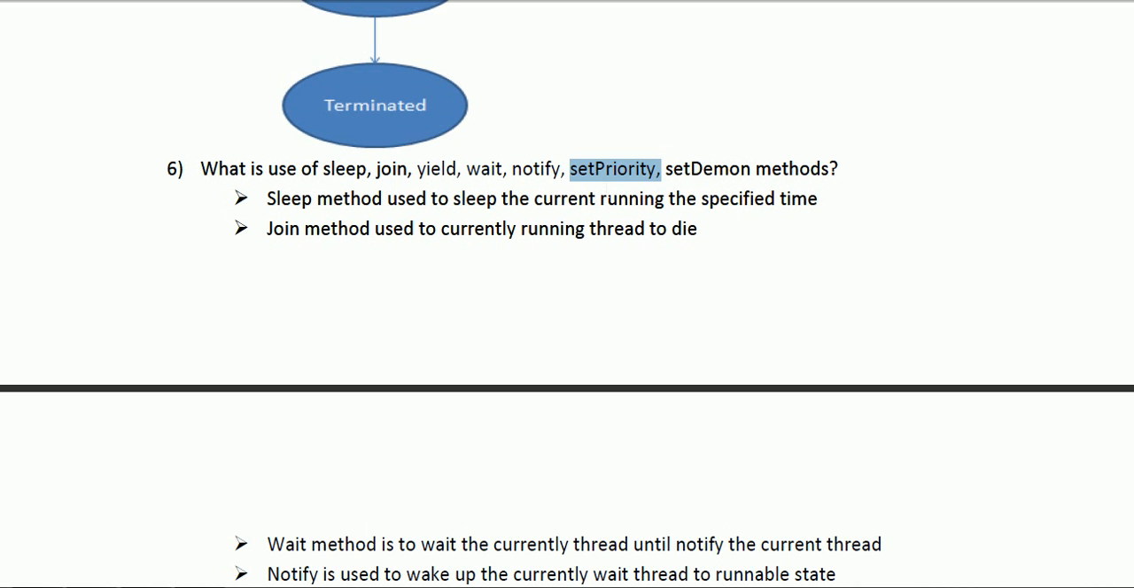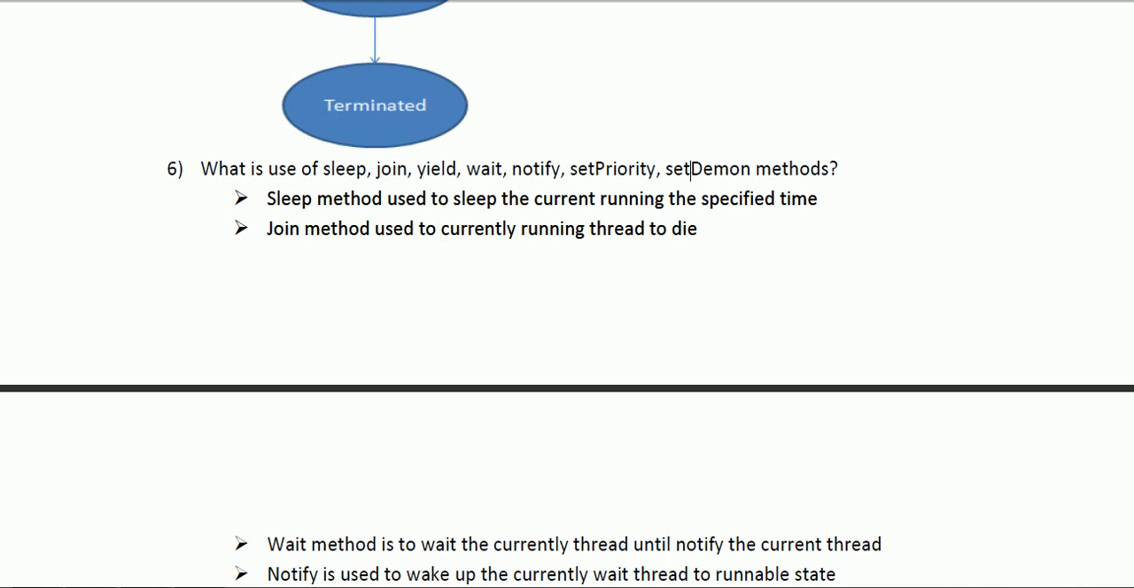Whenever the thread scheduler is trying to execute the threads based on the priority, it will pick up the highest priority thread and submit the request to the CPU for execution. And what is meant by set daemon? Set daemon is used if you want to set any thread as a daemon thread, then you can use set daemon to mark that thread as a daemon thread. So these are the different methods which are frequently used in the thread classes.